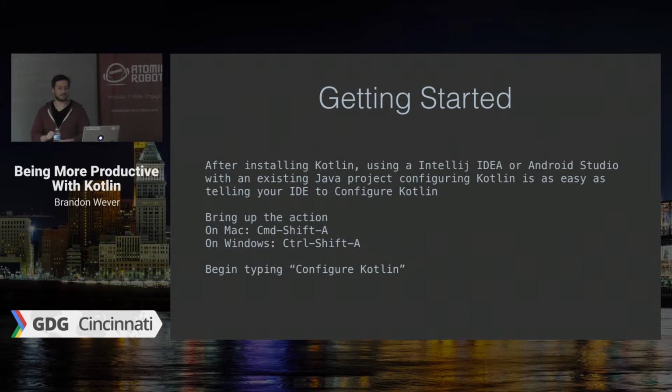OK. So first, if you want to get set up using Kotlin and you're using IntelliJ IDEA or Android Studio, you can set it up with an existing Java project by bringing up the action menu. Have you guys all used the action menu before? Just Command-Shift-A if you're on Mac, Control-Shift-A if you're on Windows. And I think that's the same on Linux. And then you just type in configure Kotlin.